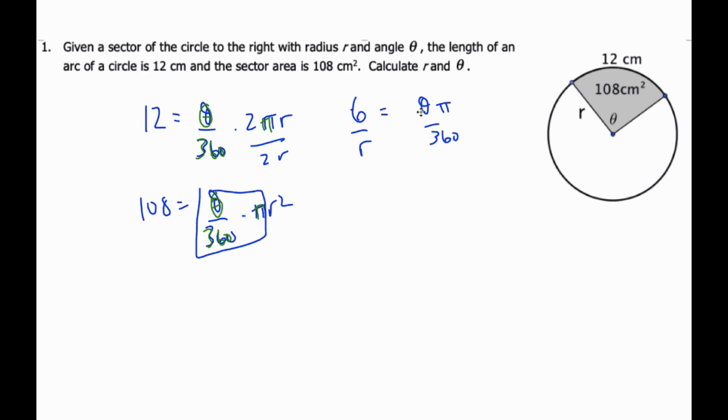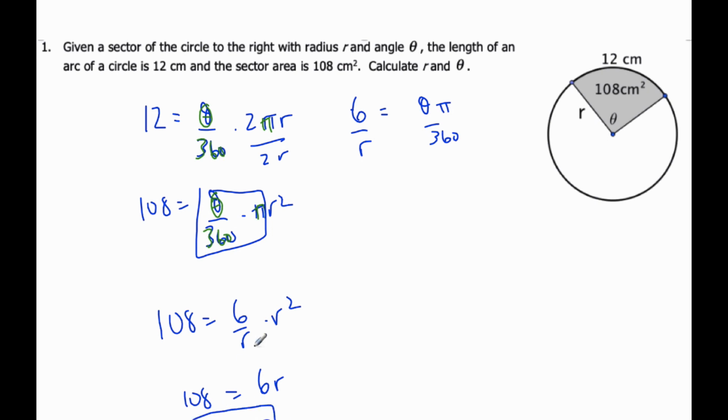So as opposed to substituting just theta, I'm going to substitute all of this, because they have to be the same. And so then I can say 108 is 6 over r times r squared, which the r's cancel, so I know 6r is 108. Now if I divide by 6, I can tell that this is going to be 18. So r is 18.